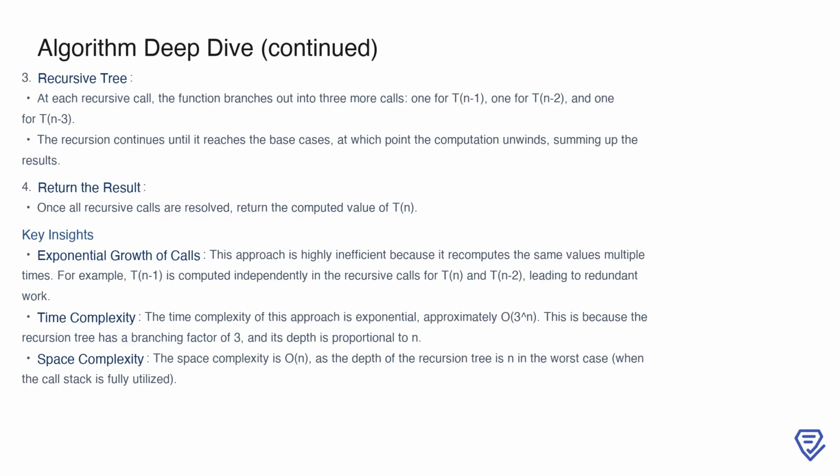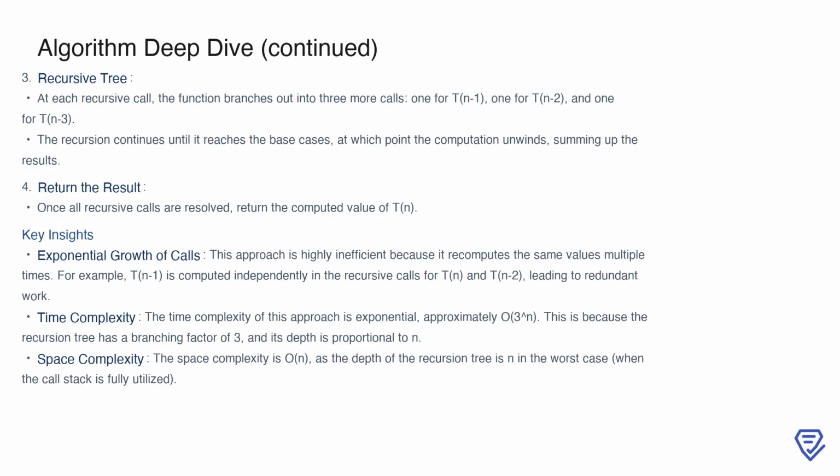To see how this works in practice, suppose we want to compute t_4. Using the recursive formula, t_4 equals t_3 plus t_2 plus t_1. To calculate t_3, the function computes t_2 plus t_1 plus t_0. The base cases tell us that t_2 equals 1, t_1 equals 1, and t_0 equals 0. Adding these values gives t_3 equals 2. Now we can compute t_4 as 2 plus 1 plus 1, which equals 4. This gives us the final result, t_4 equals 4.